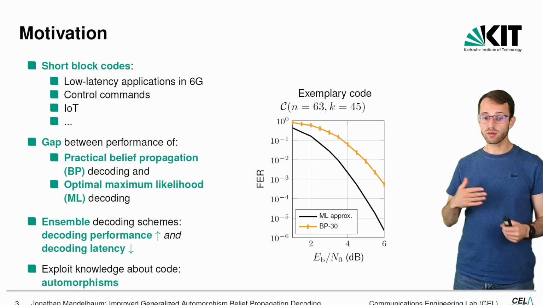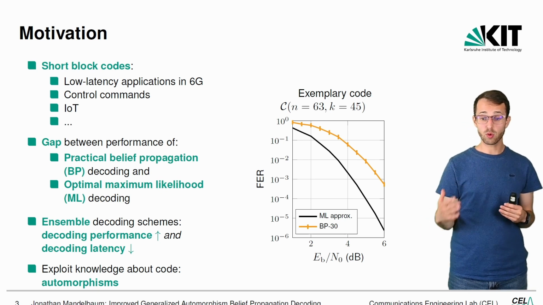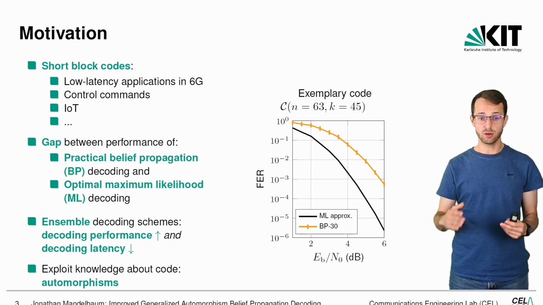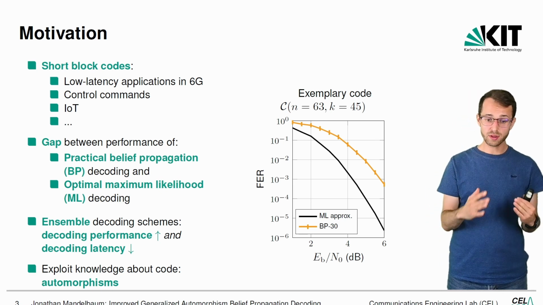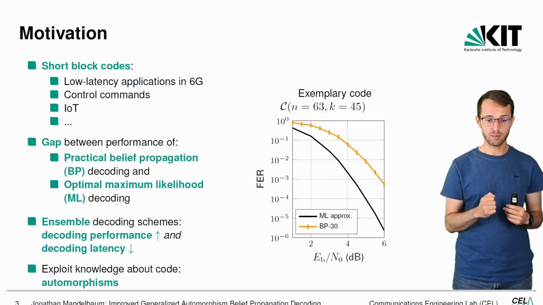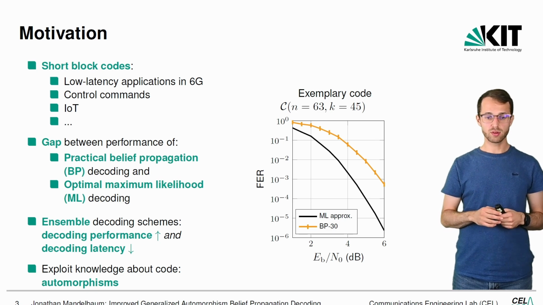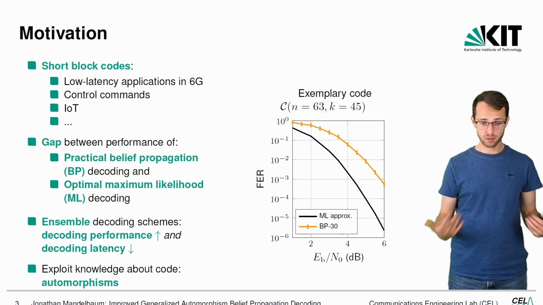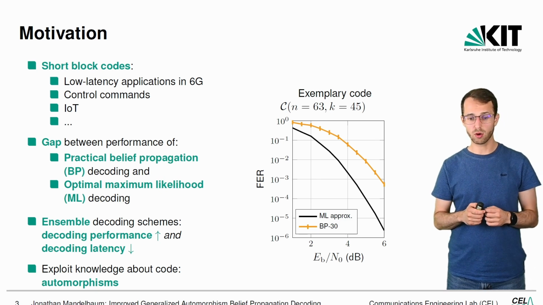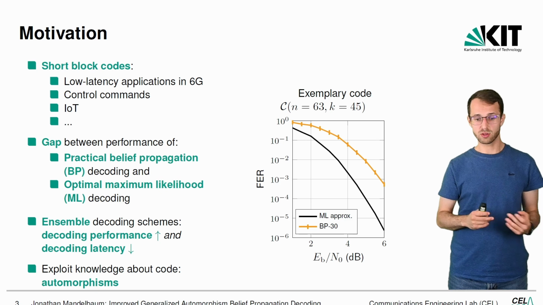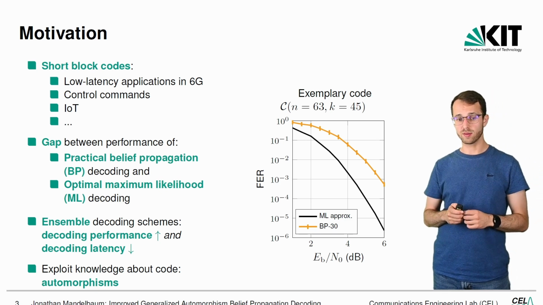Now, it is known that ensemble decoding schemes are a potential candidate to improve the performance of belief propagation decoding, in particular in the short block code regime. With these, they can improve the decoding performance and at the same time often reduce the decoding latency, which matches well the use cases that we are considering. Often, to improve the decoding performance or to be used in the ensemble decoding schemes, we exploit knowledge that we possess about our code structure, namely automorphisms.